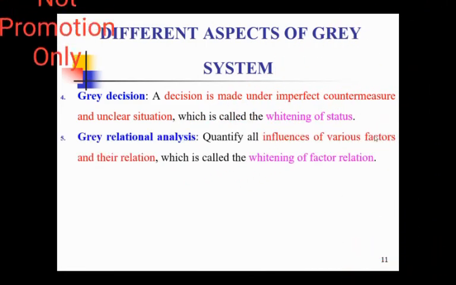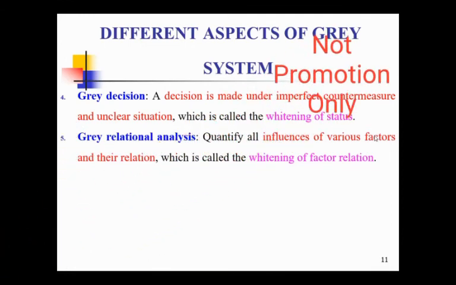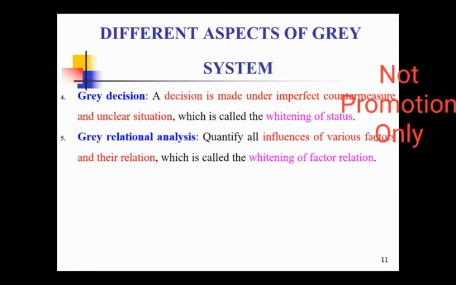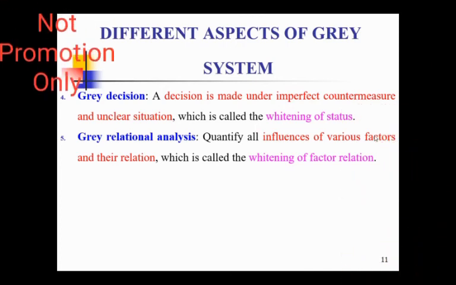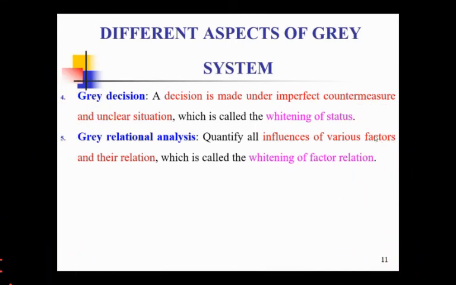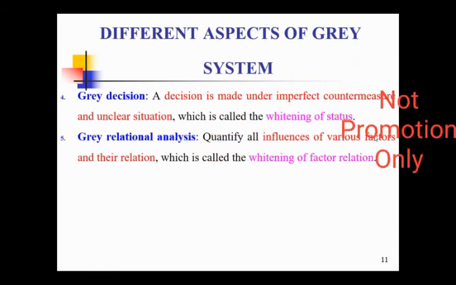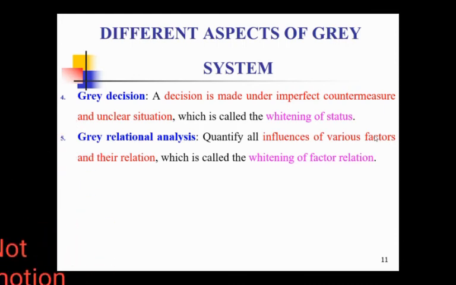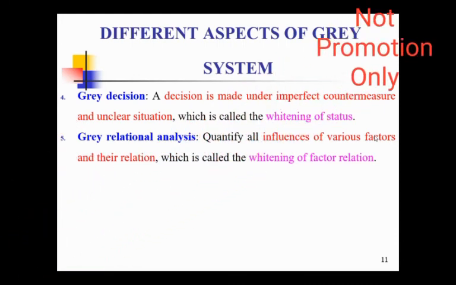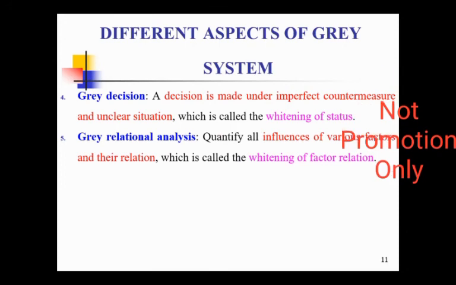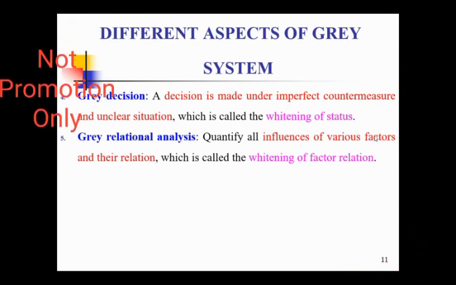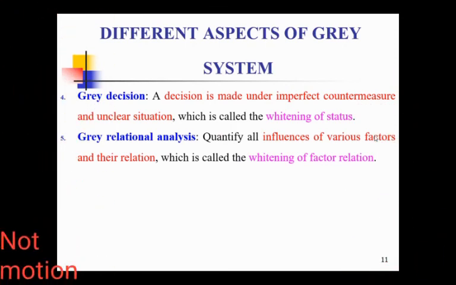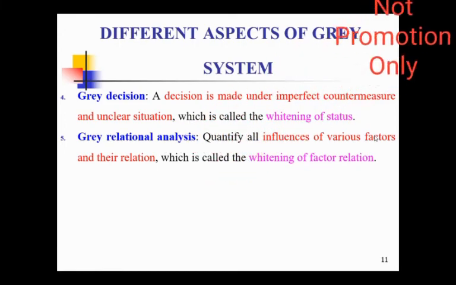Then comes the gray relational analysis. Here we are going to quantify the influence of the various factors that we consider and their relations. In this gray relational analysis, we are going to quantify how much information a system or a data set has.